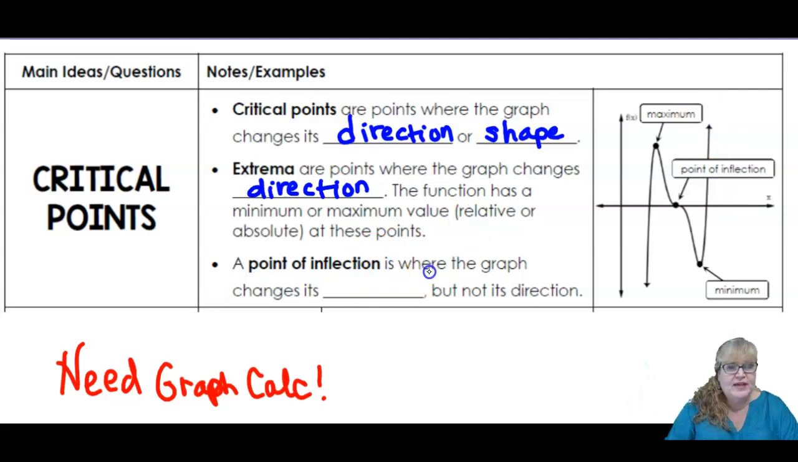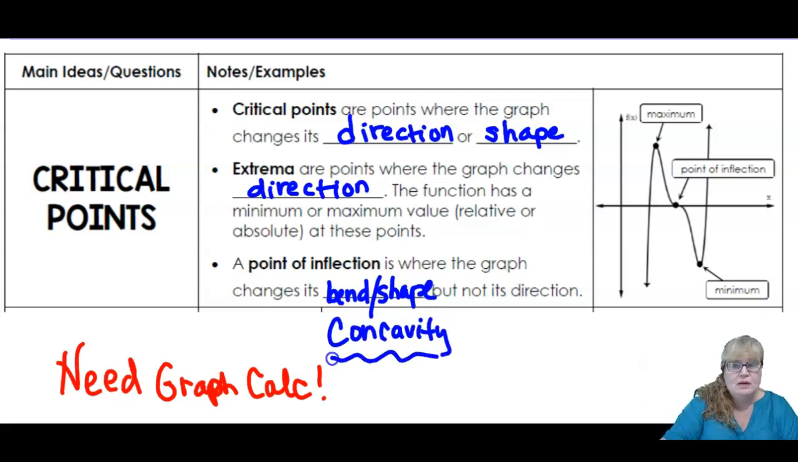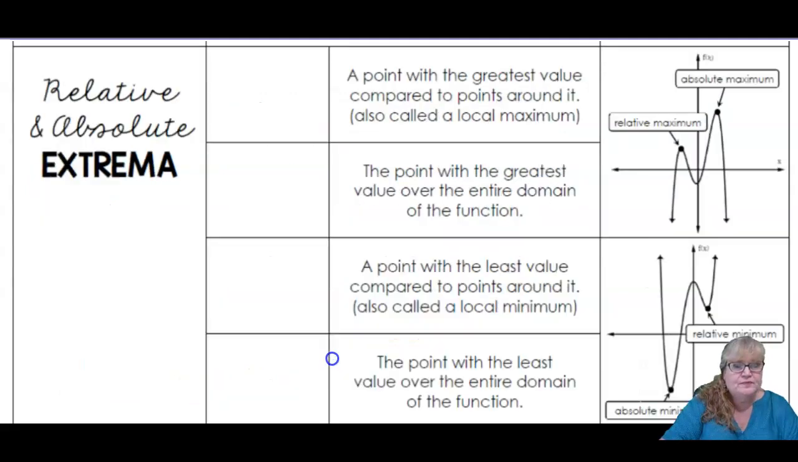And a point of inflection is where the graph changes its bend or shape, but not its direction, okay? We are going to call this bend, shape. We are eventually going to call this concavity, where it changes its concavity. All right, I am going to go to the next slide.